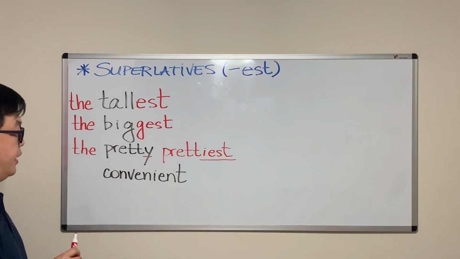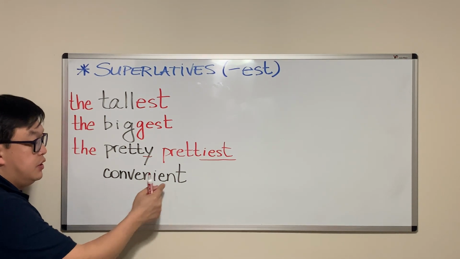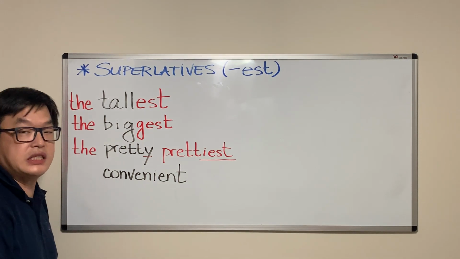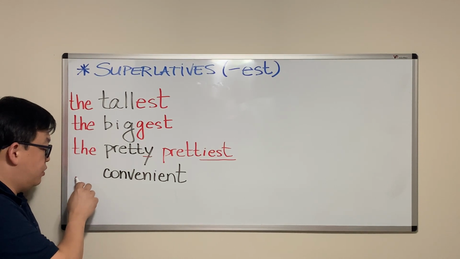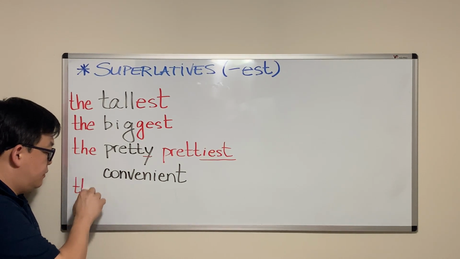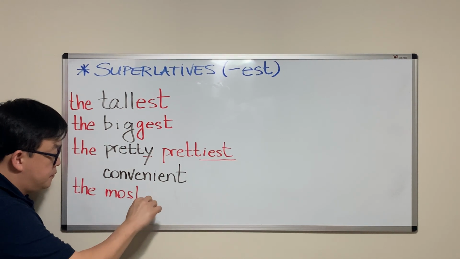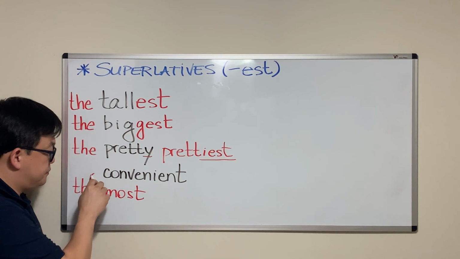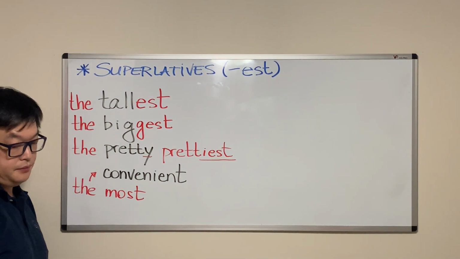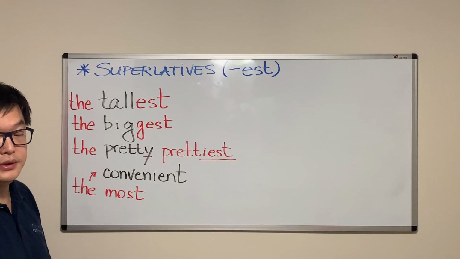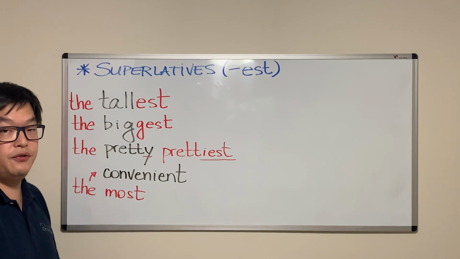Good? And when you have long words, you don't say convenienced. No. You know what you do? You add the words the most. Okay? The most convenient. Okay? Good? Easy or difficult?